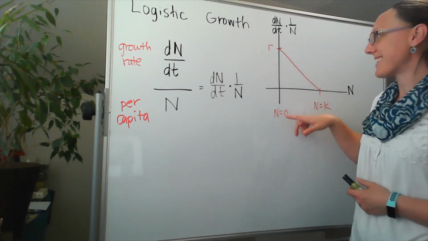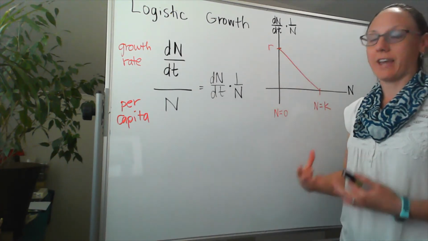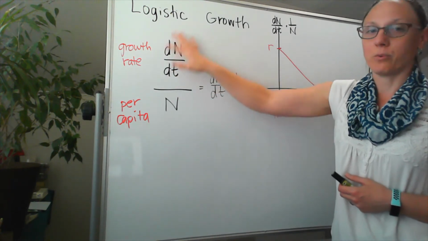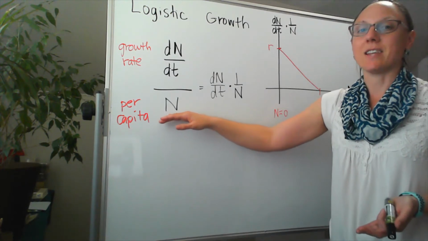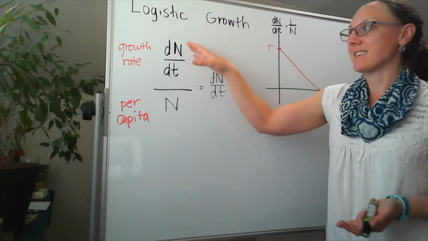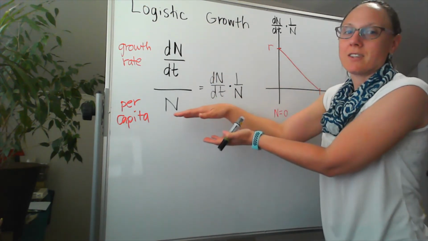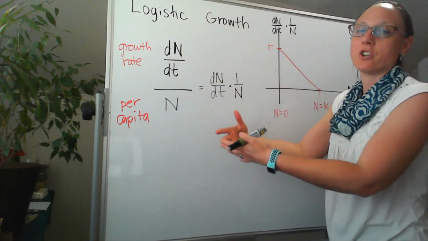Now it makes sense that this would be our largest value for the per capita growth rate, because whatever that growth rate is, we're always dividing by the population size N. So as that population size grows, it's kind of logical that because we're dividing by that population size, this is going to become a smaller value as that population grows.